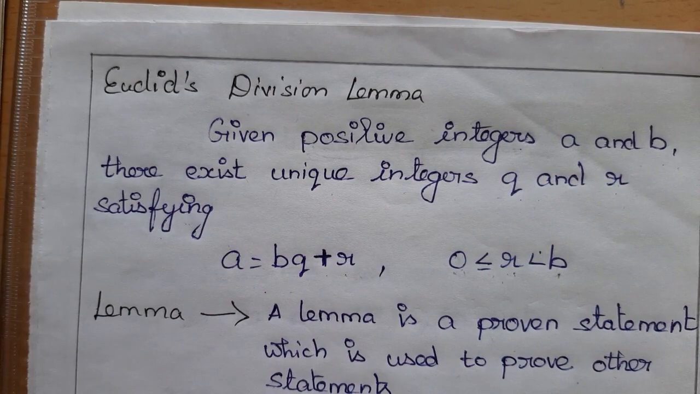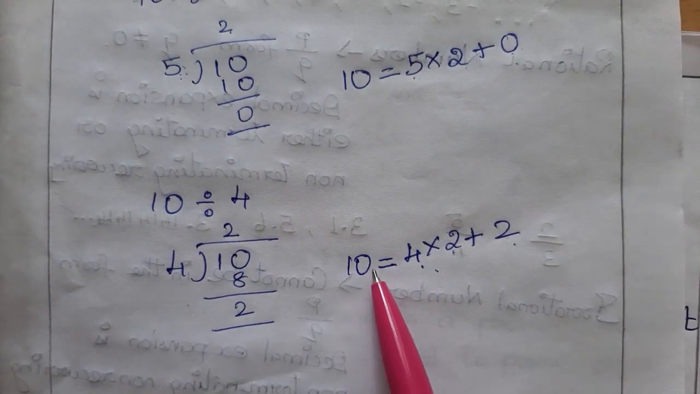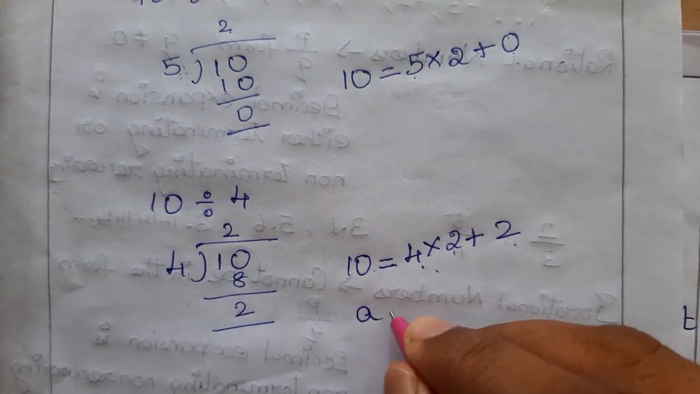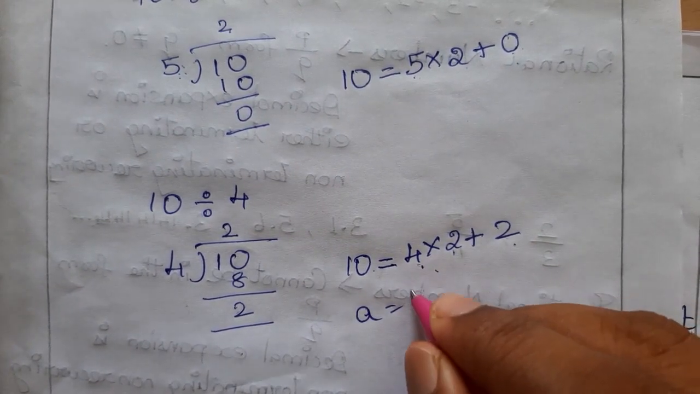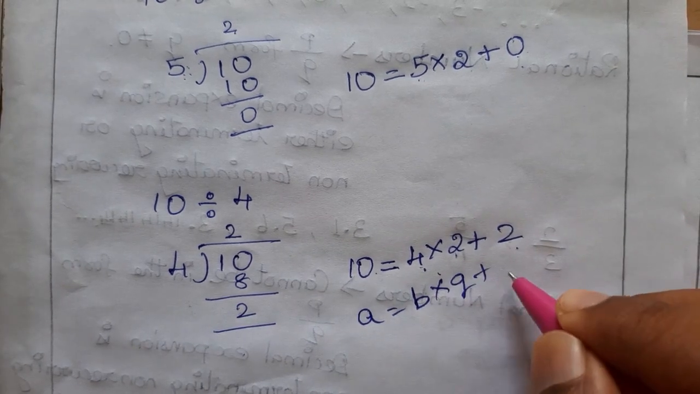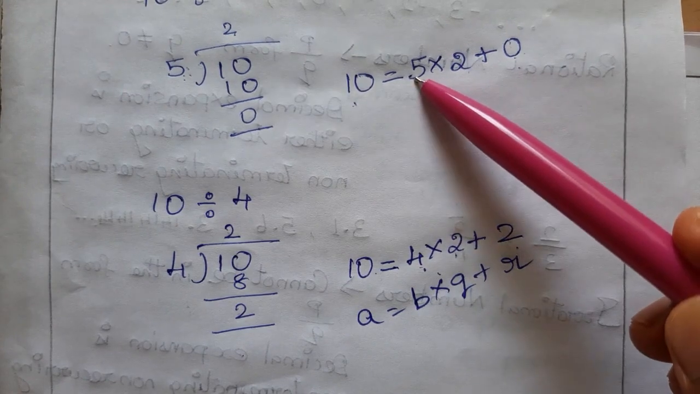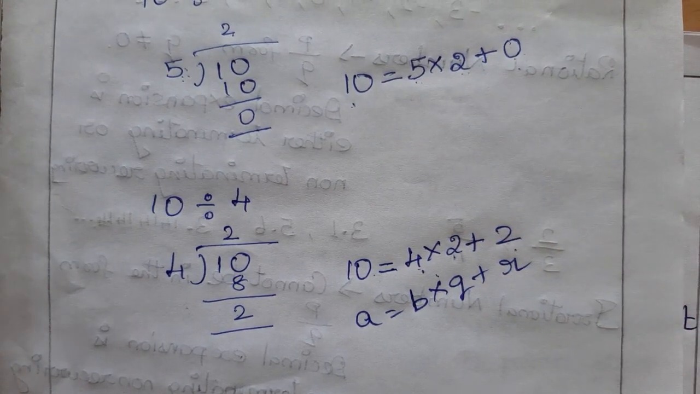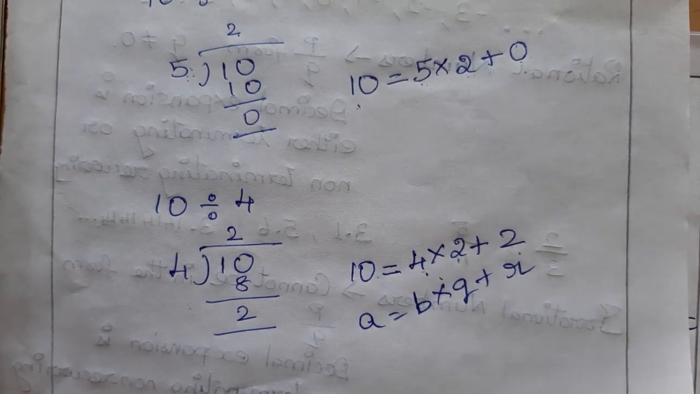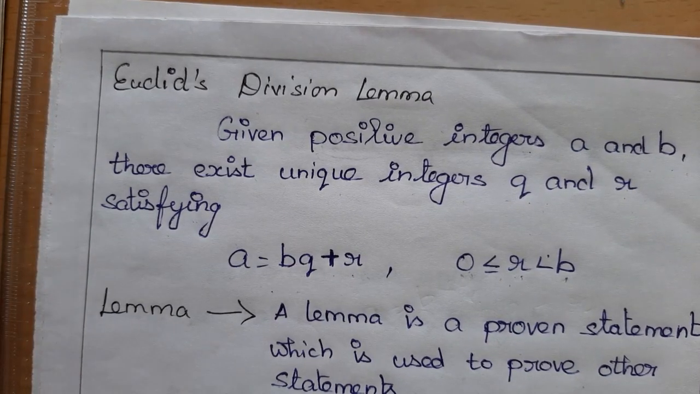This relationship is almost like what we saw in the example, right? See here, a is the dividend, which is equal to b, the divisor, times q, the quotient, plus the remainder. Now you understand, right? Euclid's division lemma and normal division also have a close relationship.